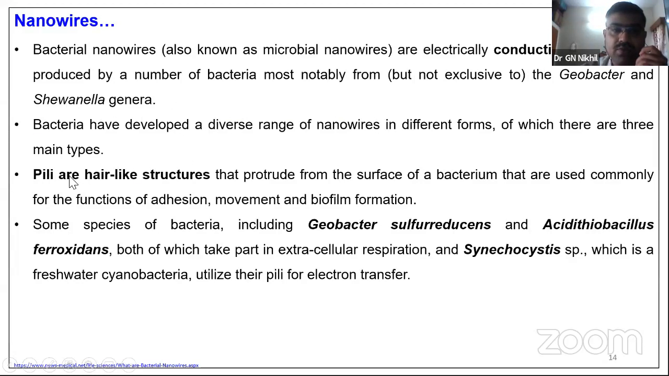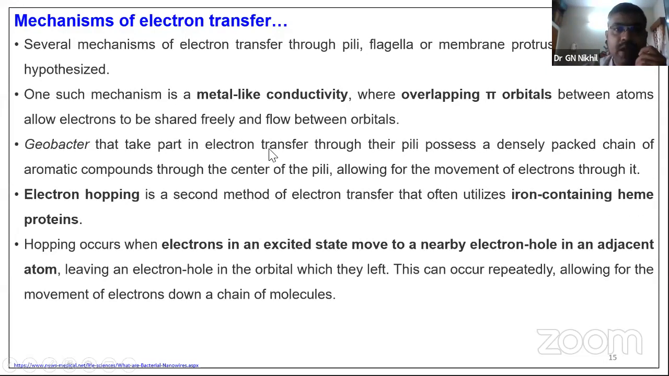If you see the structure, they're like hair-like structures, pilli-like structures. And these are the species: Geobacter sulfurreducens, Acidithiobacillus species, and so on. So they basically do extracellular respiration, and accordingly they conduct electrons towards the anode, the electrode surface. This is the mechanism which was reported in the literature, that they have proposed that usually there are two types of mechanisms.